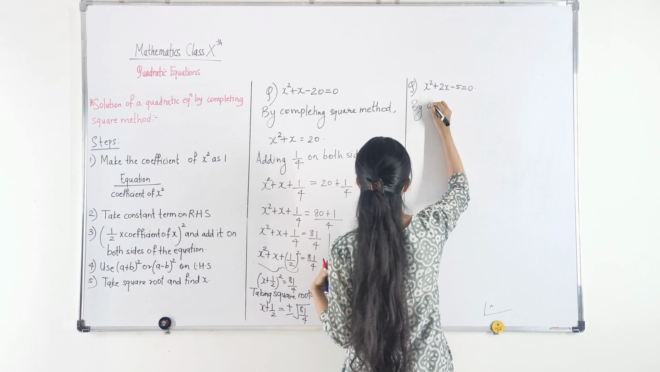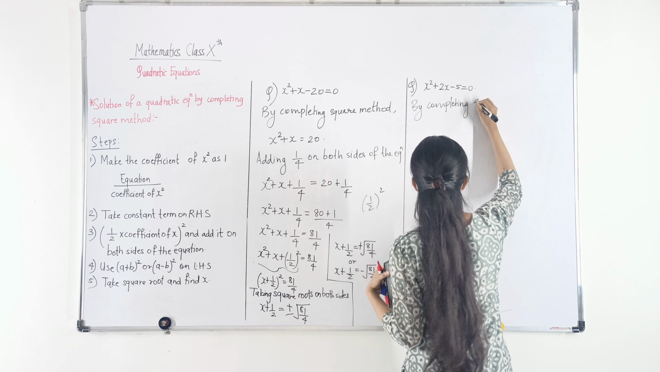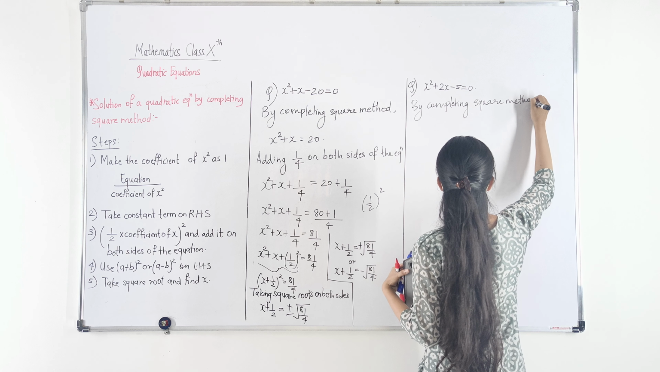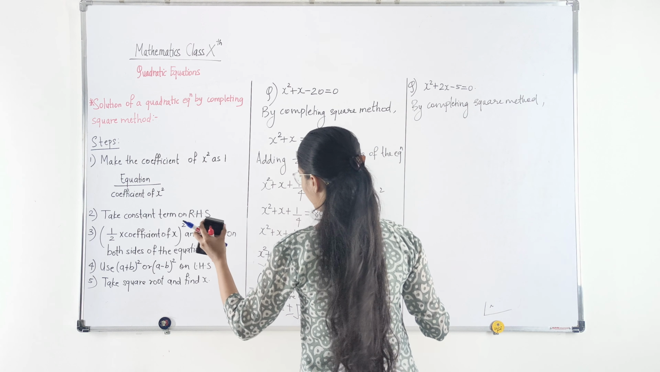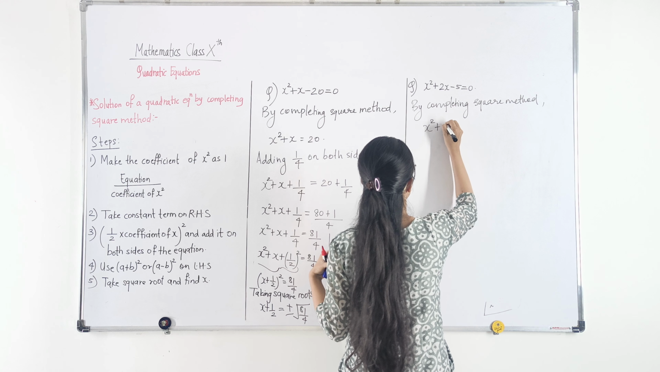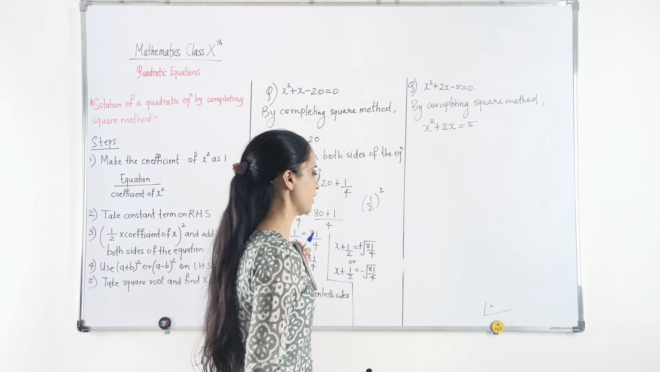Before that, let's mention by completing square method, step number 2 is take constant term on the right hand side. So we get x square plus 2x equals to 5. Minus 5 goes to the other side and becomes plus 5.